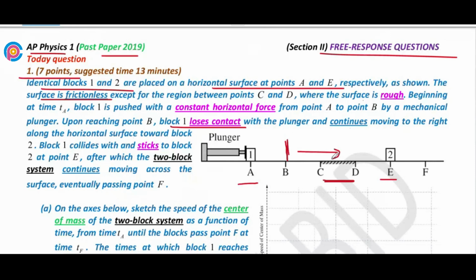Block 1 reaches block 2, collides, and sticks with block 2. Now the two-block system continues moving across the surface, eventually passing through F. Both blocks pass through F together.